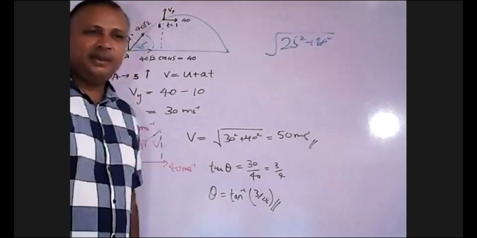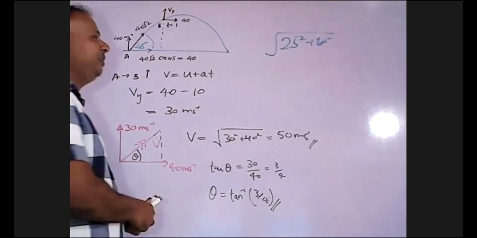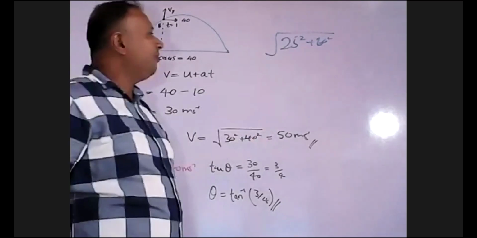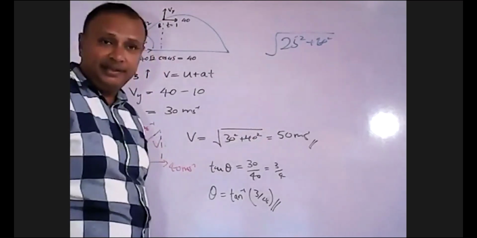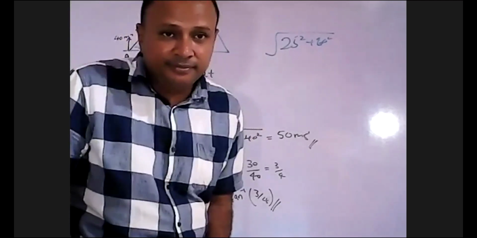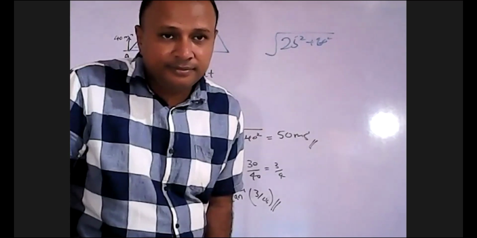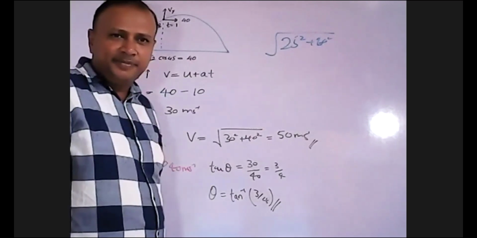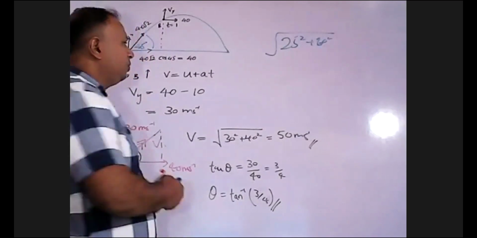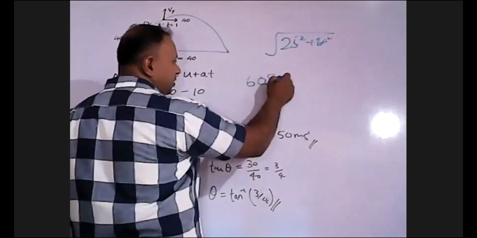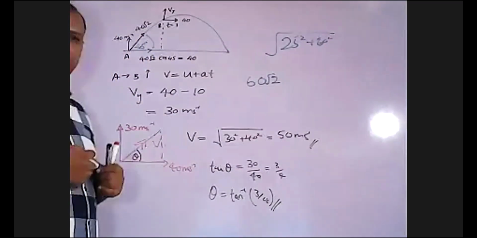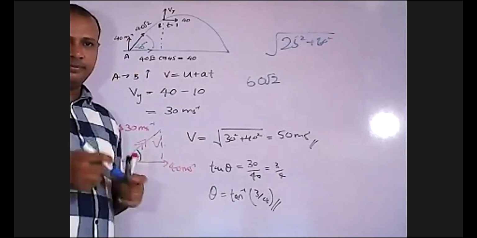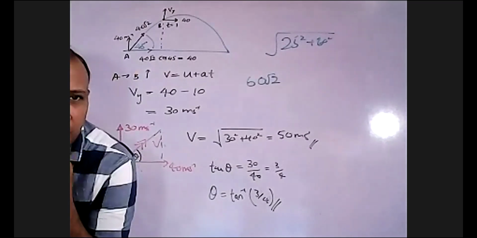I try to do the simplifications in this way. If we consider these two numbers, 25 and 60, 5 squared is a common factor, therefore you can take it out. It is given as 60 root 2 cos 45 and sin 45, that is equal to 60, okay?